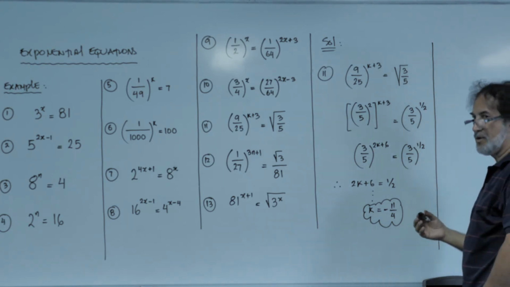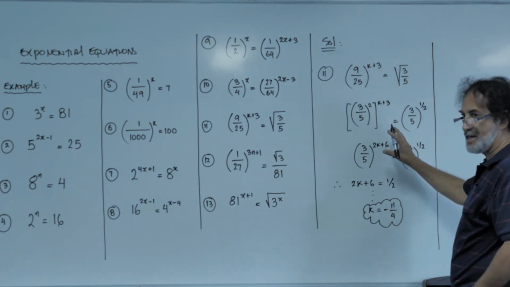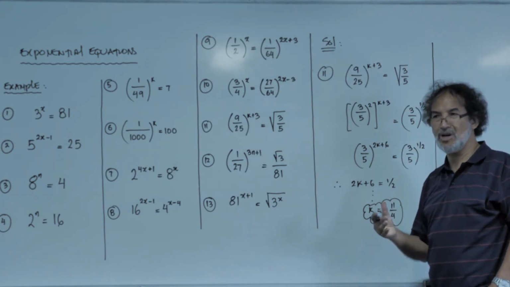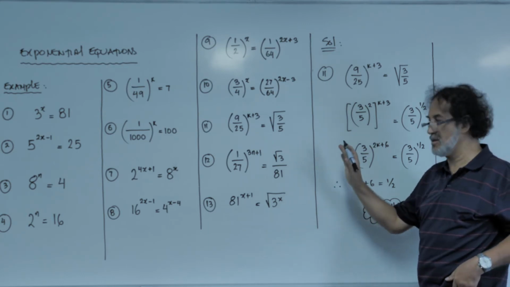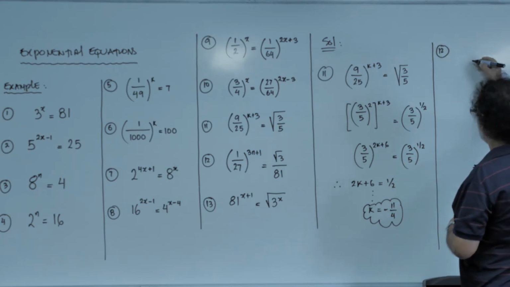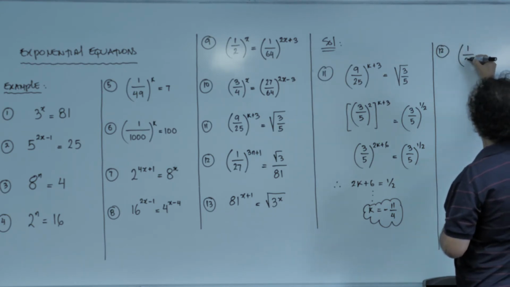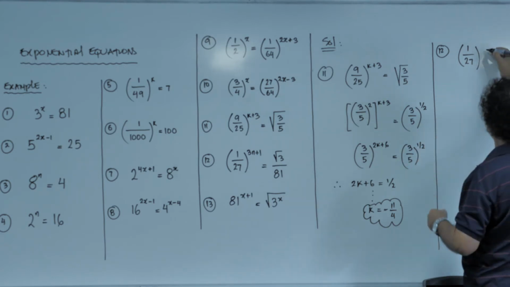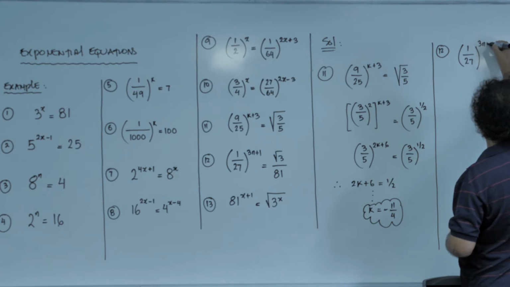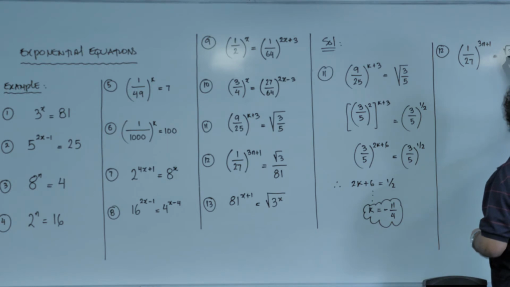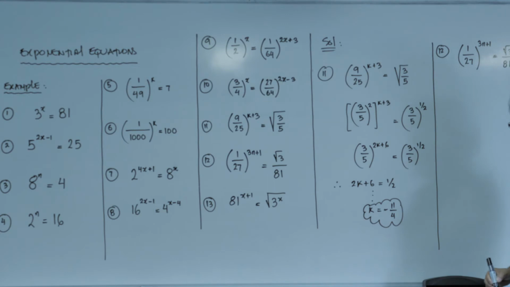Before the test, we're going to have harder equations like this. But when I say harder, what I actually mean is longer, a little bit longer. Okay, but yeah, same sort of thing. Okay, question 12. We go 1 over 27 to the power of 3n plus 1 is equal to the square root of 3 over 81.